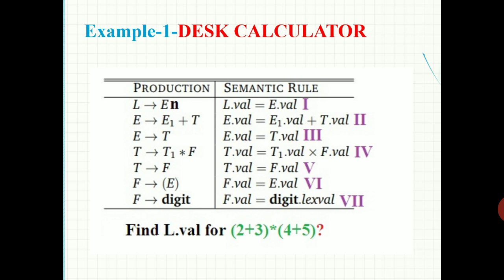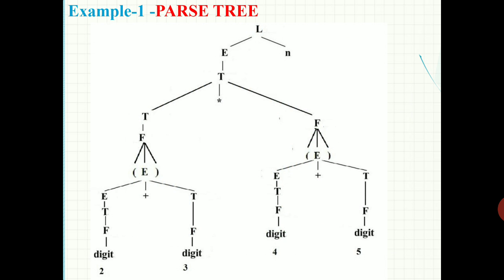To evaluate the particular expression, we are going to create the parse tree for the string. Our parse tree will be like this. You can see it on the screen. This parse tree corresponds to the expression opening bracket 2 plus 3 closing bracket star opening bracket 4 plus 5 closing bracket.